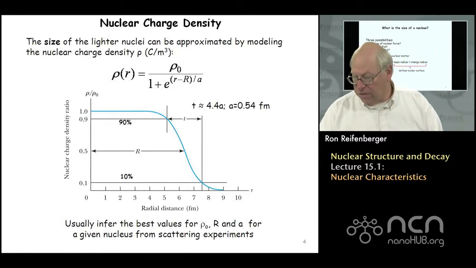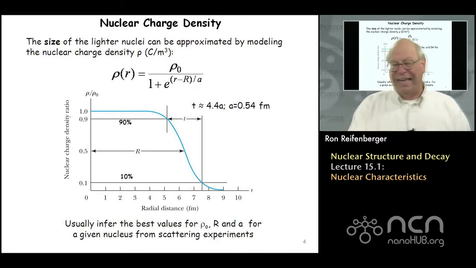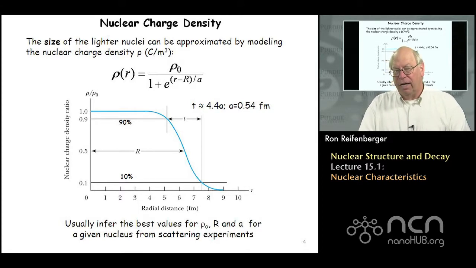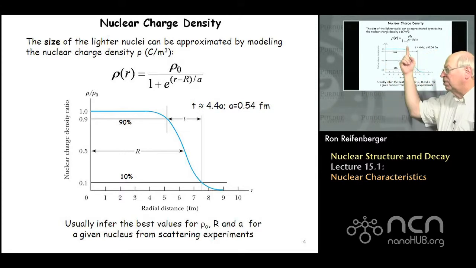What I'd like to discuss first is the nuclear charge density. This model that I'm going to describe seems to be most appropriate for lighter nuclei, and you can model the nuclear charge density by a formula which is represented in this particular form. This is an empirical formula that's been derived, and it has 3 parameters.